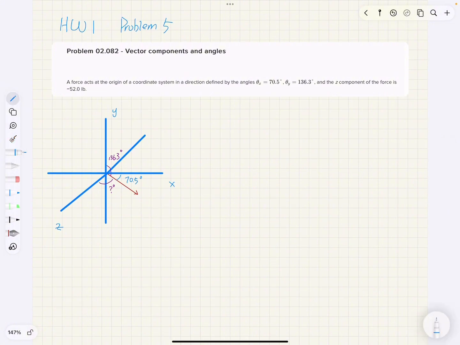So we're finding delta z. To solve for delta z, we can use the equation cosine squared delta x plus cosine squared delta y plus cosine squared delta z equals 1. Here we have delta x equals 70.5, delta y equals 136.3. By plugging that in, we have cosine delta z equals plus or minus 0.60489.